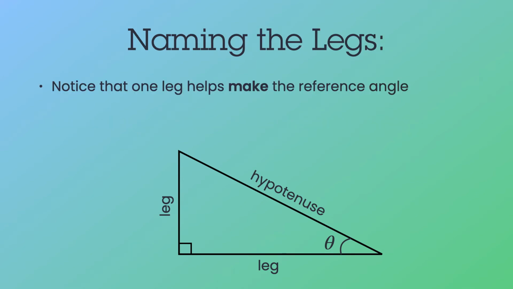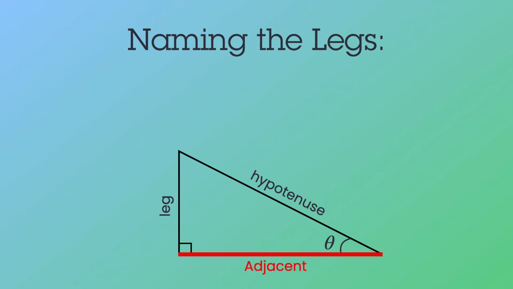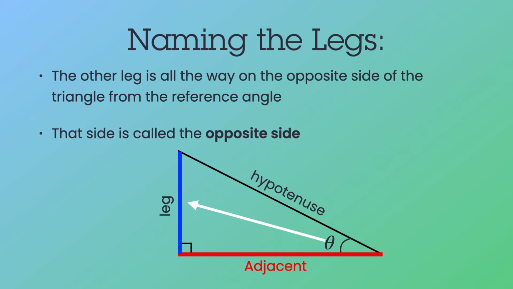So first, notice that one of the legs helps make the reference angle. That leg is called the adjacent side because, well, adjacent means next to, and it's right next to the angle. Now the other leg is all the way on the opposite side of the triangle from the reference angle. So we'll call that one the opposite side.